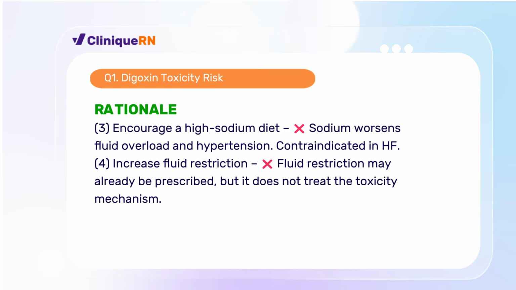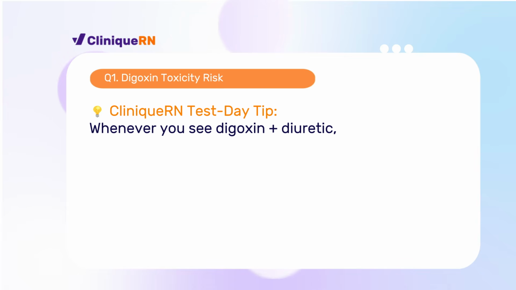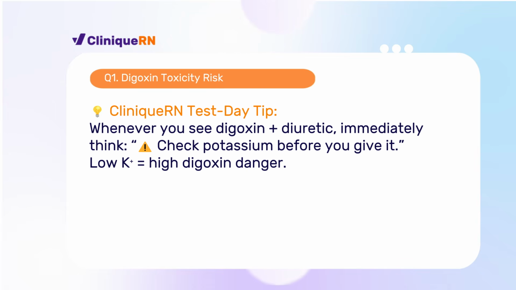3. Encourage a high-sodium diet. Sodium worsens fluid overload and hypertension, contraindicated in HF. 4. Increase fluid restriction. Fluid restriction may already be prescribed, but it does not treat the toxicity mechanism. CliniqueRN Test-Day tip. Whenever you see digoxin plus diuretic, immediately think, check potassium before you give it. Low K+ means high digoxin danger.